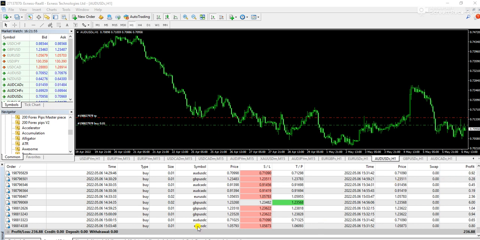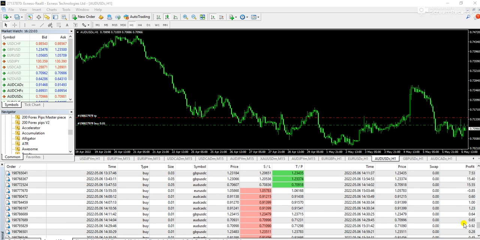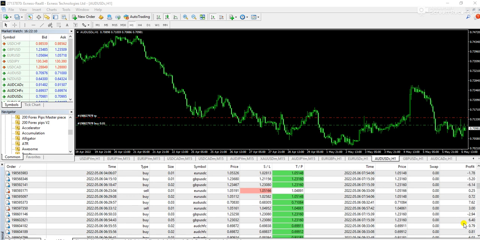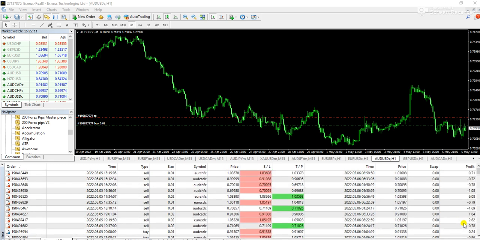So this is the profit that is made by the robot, 236.88, and you can see this is the Exness real account. This is not a demo account. And guys, I'm going to show you how it performed today. You can see 0.01, 0.02, 0.03, 0.09. So this is how it will automatically take the trades.